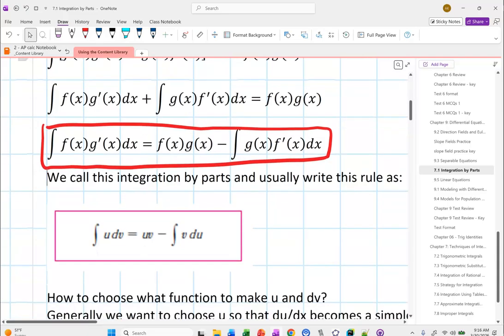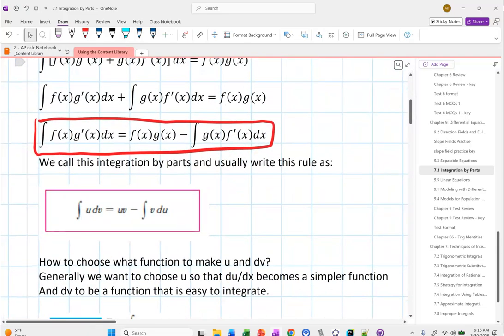So the classical way that we write integration by parts is with u's and v's. We say the integral of u dv is equal to uv minus the integral of v du. So that's the formula.